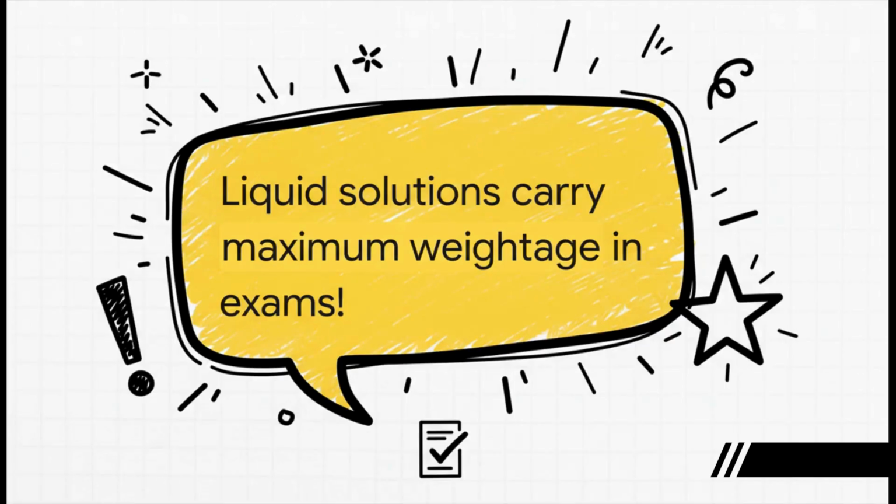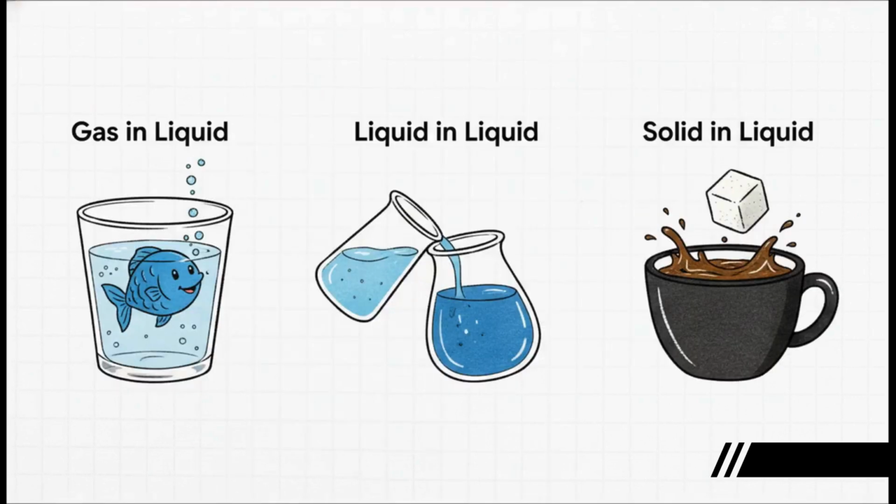Okay, quick heads up. Pay close attention to this next part. The source material makes it really clear that liquid solutions aren't just the kind we run into most often in our daily lives, they also tend to pop up the most on exams. So let's take a closer look. And here are the three main types of liquid solutions. You can have a gas dissolved in a liquid, like the oxygen in water that fish need to breathe. You can mix a liquid into a liquid, like alcohol and water. And of course, the one we're all super familiar with, a solid dissolved in a liquid, like sugar in your tea or coffee. They're literally everywhere.